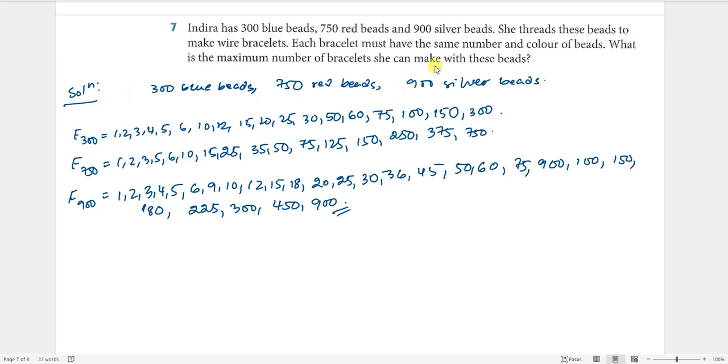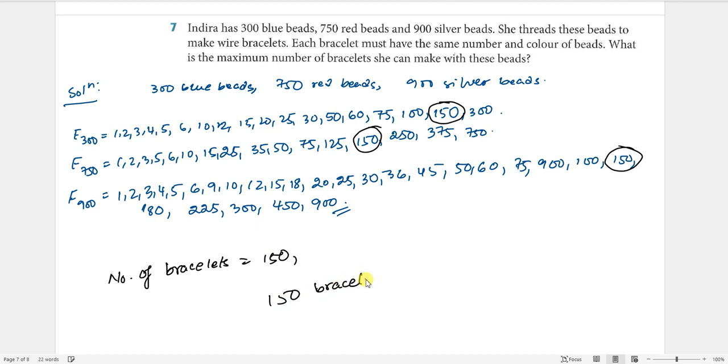So the HCF for these 3 numbers is 150. The question says, what is the maximum number of bracelets she can make? Number of bracelets is equal to 150, or you can write simply 150 bracelets. That's it.